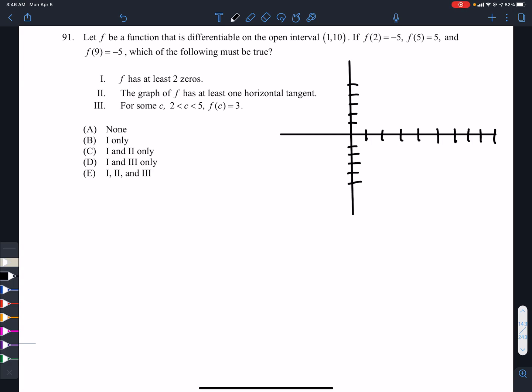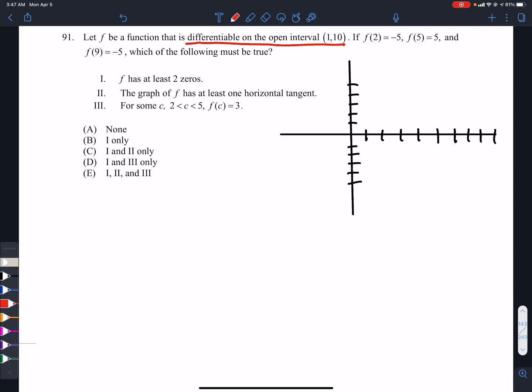1998, number 91. So the first thing we see is that we have differentiability from 1 to 10. All right? And so if it's differentiable, therefore we also know it's continuous. That's an important thing to know. So if something is differentiable, it has to be continuous, because we know something's not differentiable if there's a sharp point, if there's a vertical tangent line, or if there's a discontinuity. So if there's a discontinuity, it makes it not differentiable. If it's differentiable, it must be continuous.